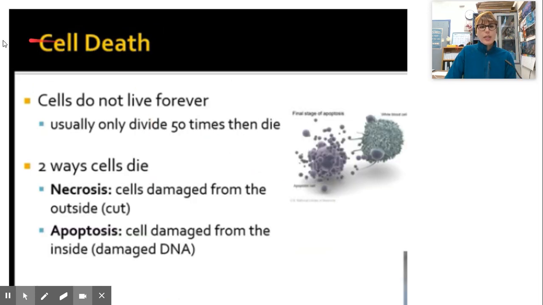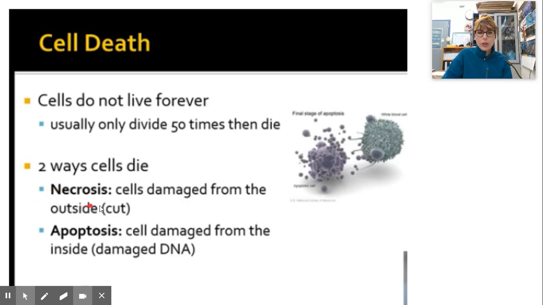Okay, so let's talk about cell death. What happens if a cell is damaged or it doesn't pass one of those checkpoints and it can't fix whatever the issue is at the checkpoint? Well, cells actually have a lifespan. They do not live forever. They usually only divide about 50 times and then they die. And so there are two major ways that cells die.